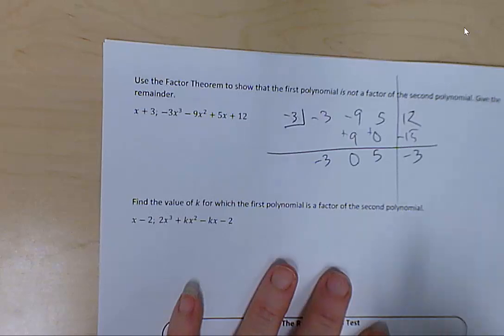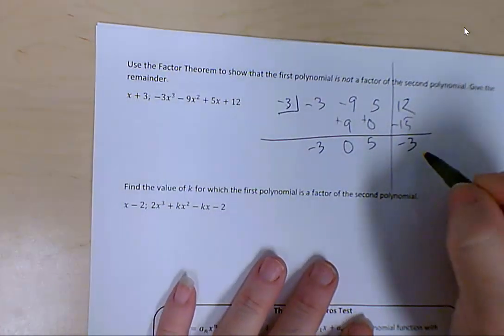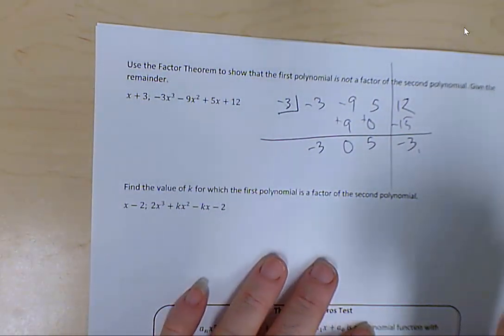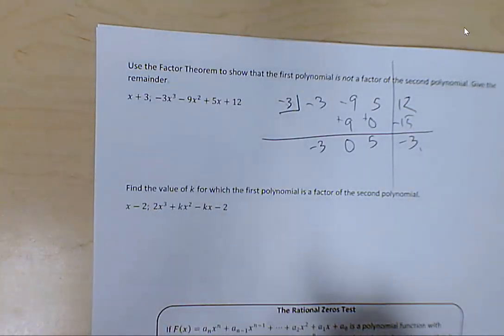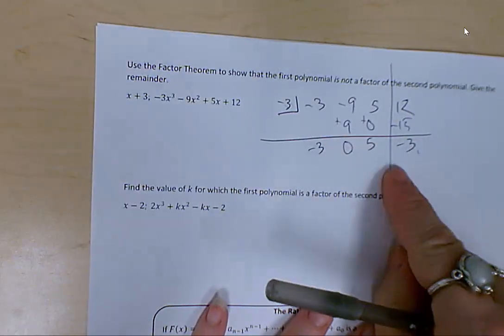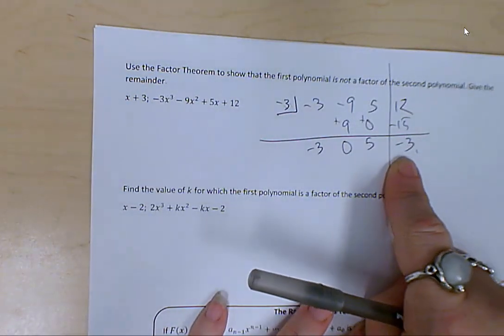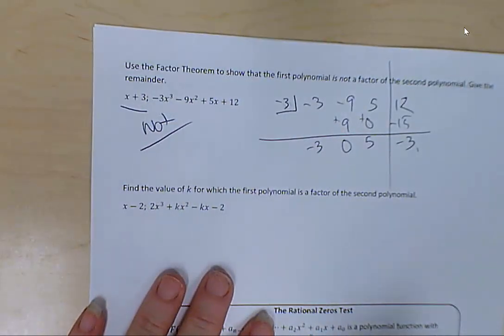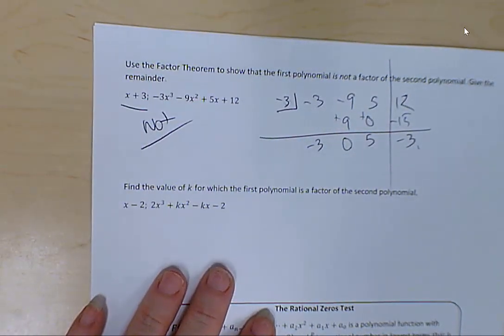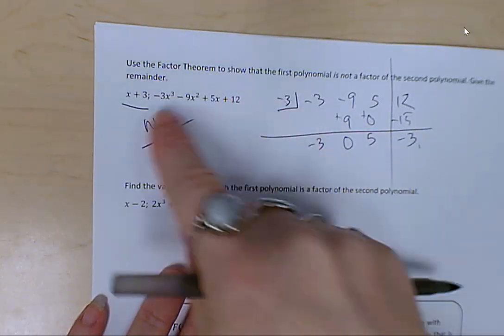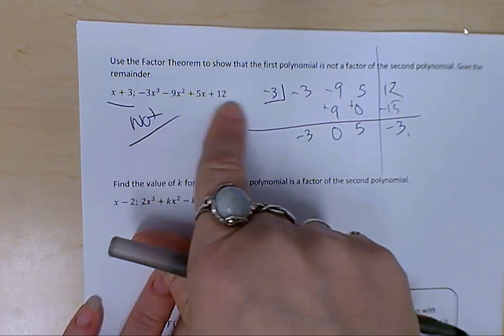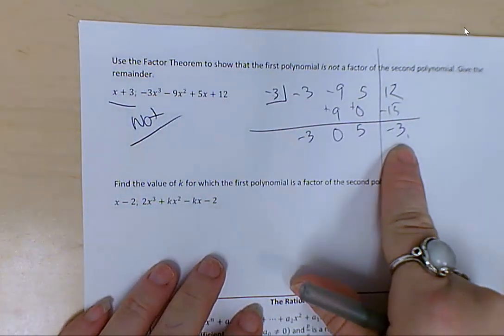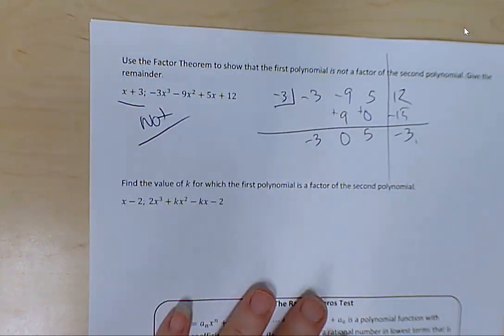Our rightmost column is our remainder column here. We get negative 3. That's obviously not a 0. 0 is the only magic number we're looking for in this situation. So by getting something that is not a 0 here, it proves that this is not a factor of that polynomial. It does tell us that if we were to plug negative 3 into this polynomial, we would get negative 3, but it is not a factor.